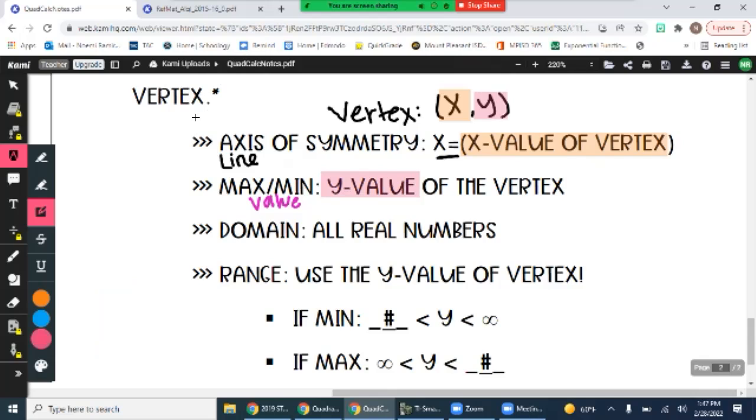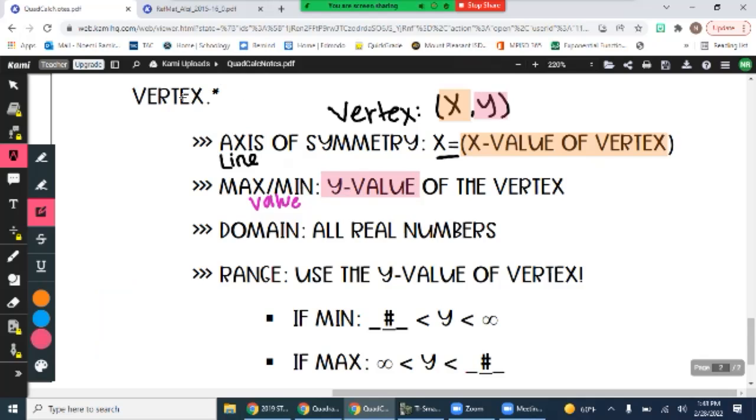Domain will always be all real numbers. If it's a table or if all you're given is an equation, it's going to be all real numbers. But if you can physically see a graph, obviously you have to check your open and closed circles. But anything that's not a physical graph, it's just going to be all real numbers.